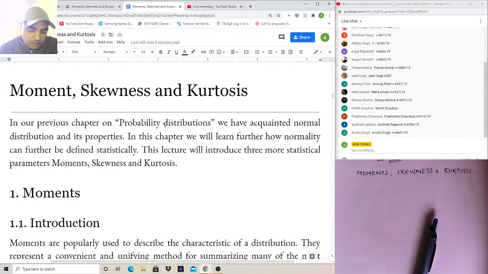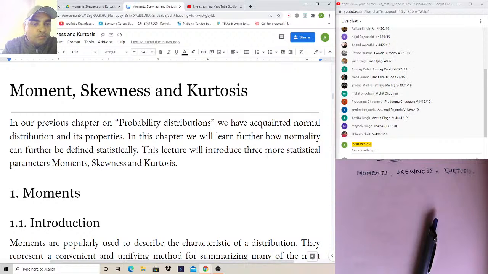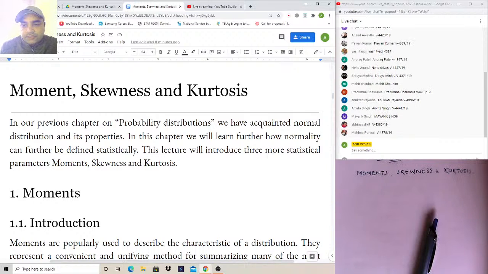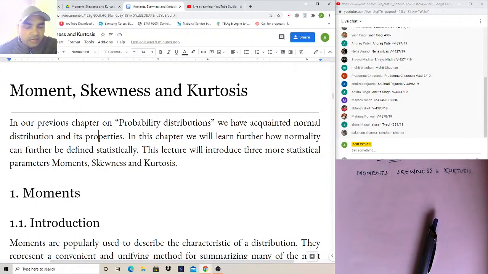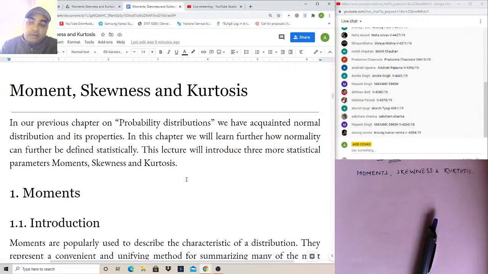So now we will be starting your new topic, and that topic is moments, skewness, and kurtosis. In our previous chapter on probability distributions, we became acquainted with the normal distribution and its properties, and we also studied the standard normal variate. In this chapter, we will learn further how normality, or the normal distribution, can be defined statistically.